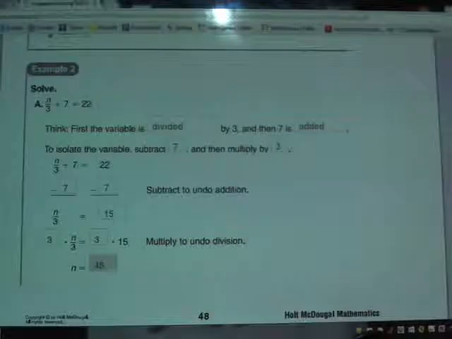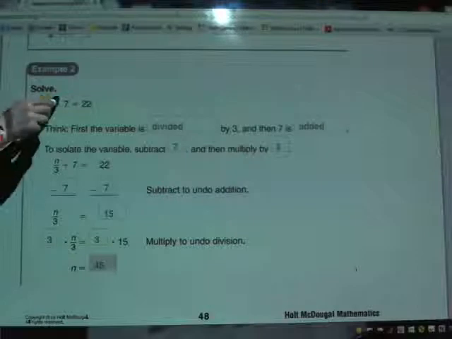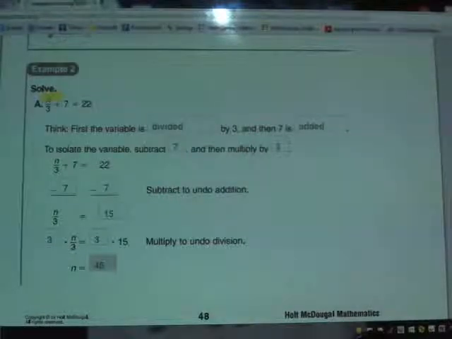We'll continue on with example 2. Example 2, part A, says we are to solve n over 3 plus 7 equals 22. So let's run through our rules for just a minute here to make sure we have everything we're supposed to have. We are supposed to have variables on the left of the equal sign, and indeed n is not only to the left of the equal sign, but it's also the first thing that's presented to us.